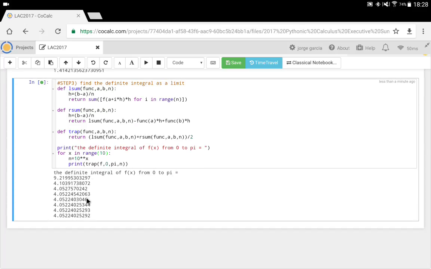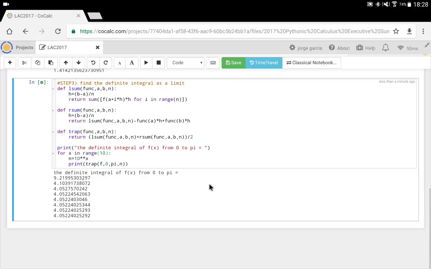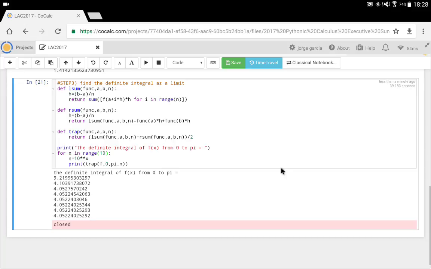1, 2, 3, 4, 5, 6, 7, 8. Ooh, this is taking a while. Well, let's see. 1, 2, 3, 4, 5, 6, 7, 8, 9, 10. Yeah, it shows all 10, right? So 1, 2, 3, 4, 5, 6, 7, 8. It's got 2 more iterations to go. Yeah, that's what I did. Ooh, it stopped. All right, you know, let's just do 5.